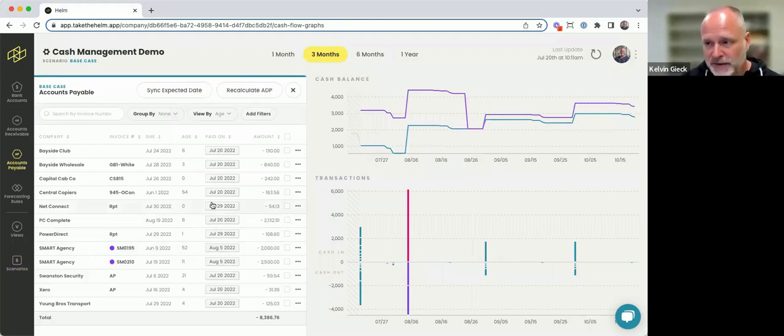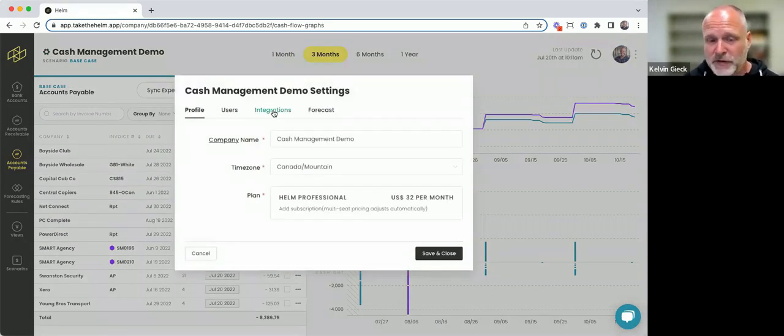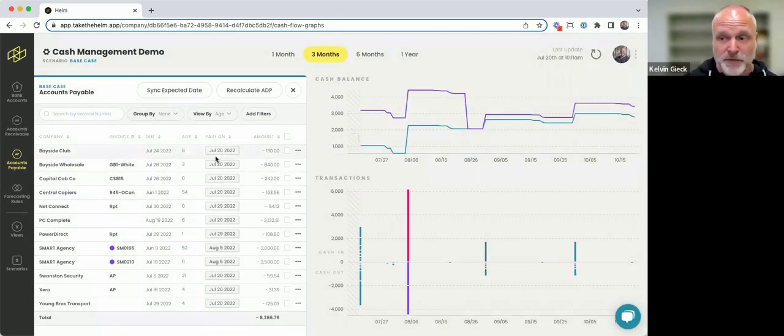So if we assume that our base case here is good, it is what we want to pay, we can actually pay these bills directly through Helm using our integration with Veeam. To do that, you would need to go into your settings. You would need a Veeam account firstly. And this one wasn't set up on a demo company, so I do apologize. There is usually a Veeam integration button here. So I would click that. It would connect my Veeam account with Helm and then give me the ability to create payments in the account.